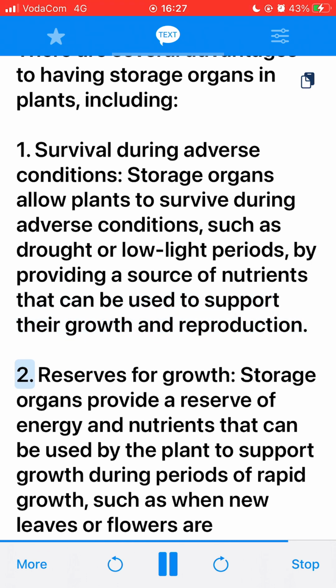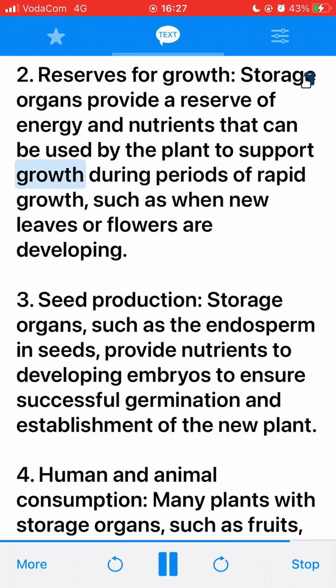2. Reserves for growth. Storage organs provide a reserve of energy and nutrients that can be used by the plant to support growth during periods of rapid growth, such as when new leaves or flowers are developing. 3. Seed production. Storage organs, such as the endosperm in seeds, provide nutrients to developing embryos to ensure successful germination and establishment of the new plant.